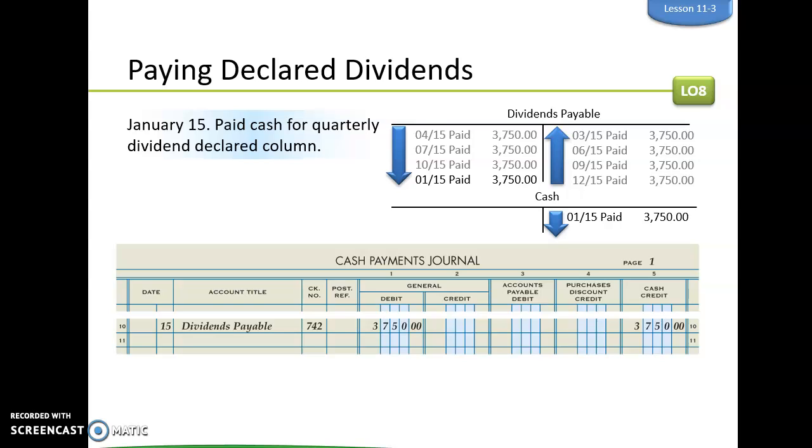January 15th, so we put a 15 there. The check number, that would be the check number that we use to pay the bank or whatever agent we're using. And we're debiting, and then we're crediting cash, right? And why are we doing debit in the general? Because we're not doing accounts payable or purchases, right? So we would just put it in the general account because it's going to hit dividends payable.